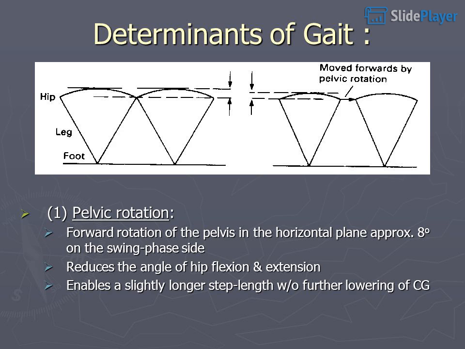Determinants of gait. 1. Pelvic rotation. Forward rotation of the pelvis in the horizontal plane, approximately 8 degrees, on the swing phase side reduces the angle of hip flexion and extension. This enables a slightly longer step length without further lowering of the CG.